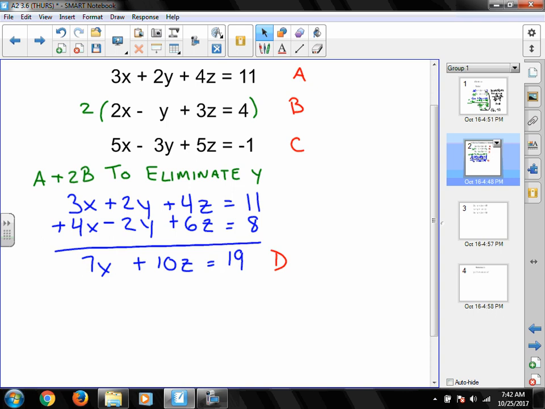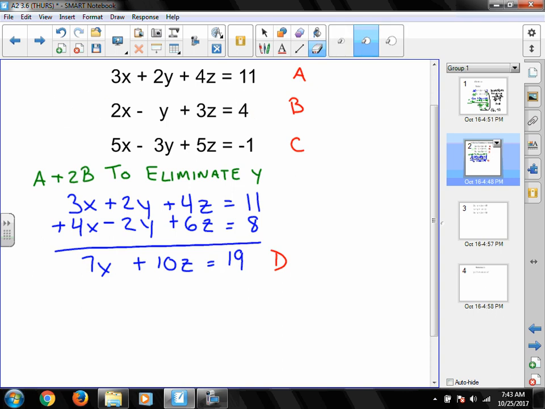Now, I need to somehow bring equation C into this whole problem. So what I'm going to do is use either equation A or equation B because I've already used both of those together. And I want to eliminate y's again. The key here is you want to eliminate the same thing. So depending on how your problem is set up, you could eliminate your x's, you could eliminate your z's, or in this case, you're going to eliminate your y's.